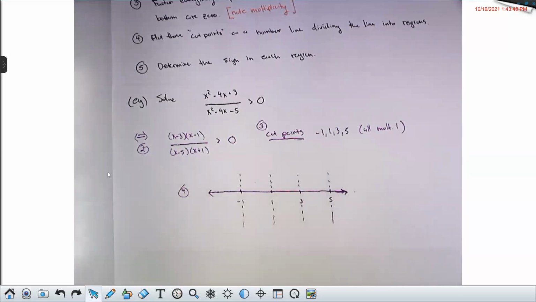When we talked about this at the beginning of the semester, I gave you problems like this. When we did that, you were testing a point from each of these regions. Like you would plug in -2 here, and if this thing was positive at -2, you'd write a plus here. You'd plug in 0 here, and if this thing was negative when you plugged in 0, you'd write a minus here, and so on. Now that we know about multiplicities and end behavior, we can do this way faster.